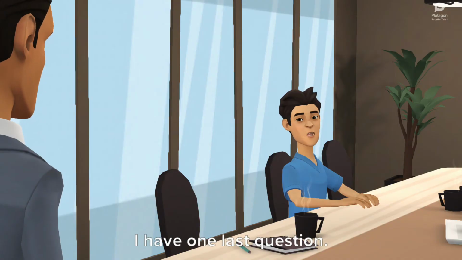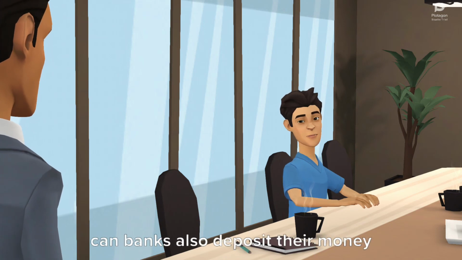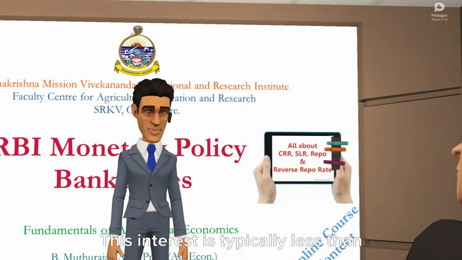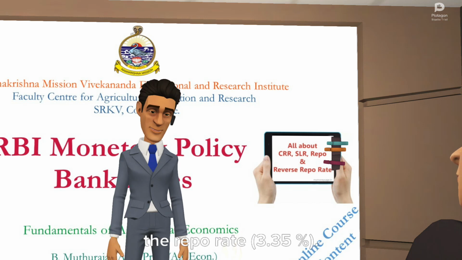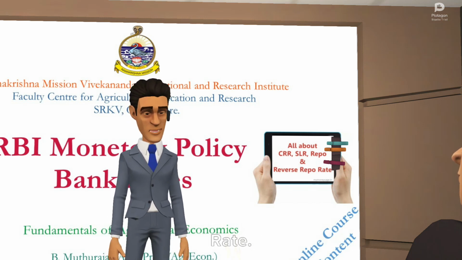I have one last question. Like we deposit our money with banks, can banks also deposit their money with someone? Yes, they can deposit with RBI and earn interest too. This interest is typically less than the repo rate, at 3.35%. This rate is known as the reverse repo rate.